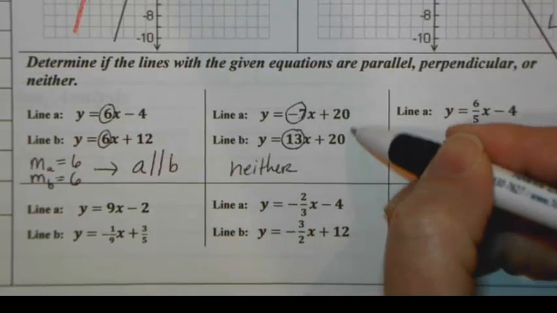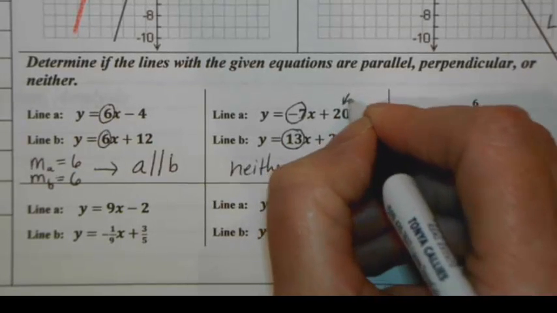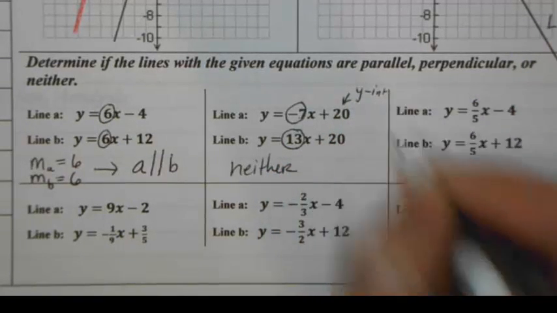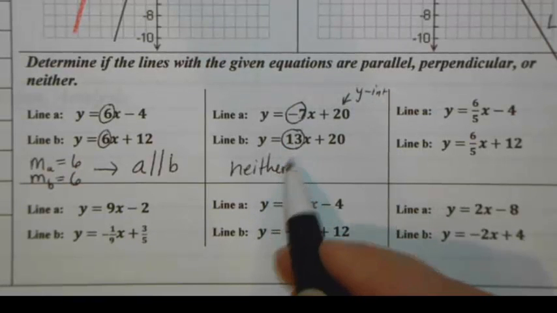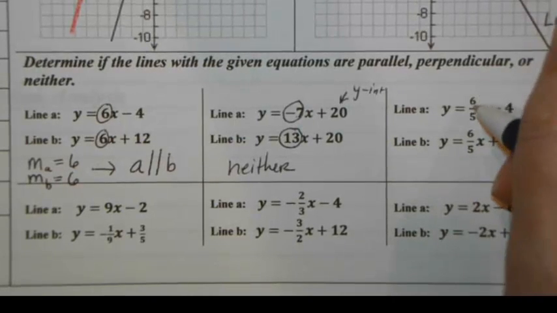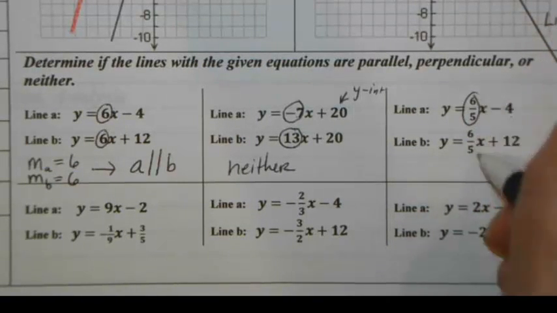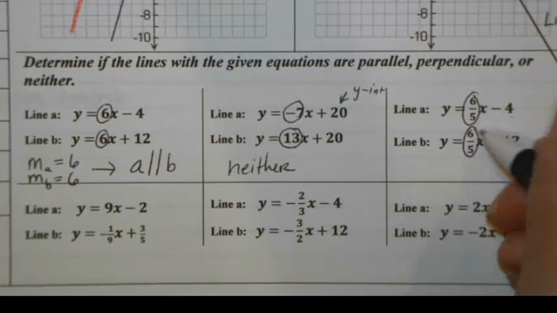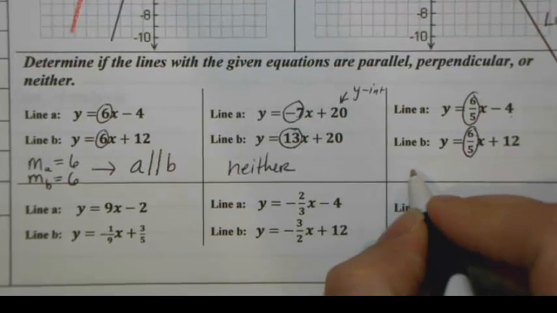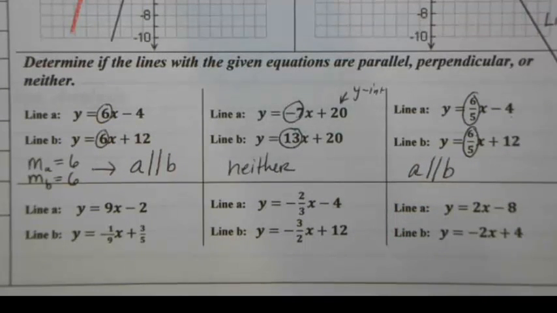Now, don't let those 20s sitting in there fool you. They match, but those are not the slope. What are those? Those guys are the y-intercepts. The y-intercepts don't have anything to do with if the lines are running parallel to each other. Just hunt for the slope. All right, slope hunt, here we go. The slope for line A is right here as 6/5. Line B's slope is 6/5. That's a match, my friends. So I'm going to say that line A is parallel to line B.